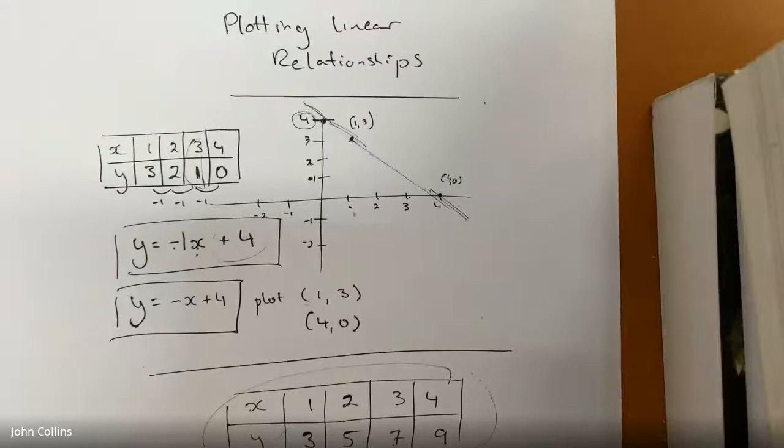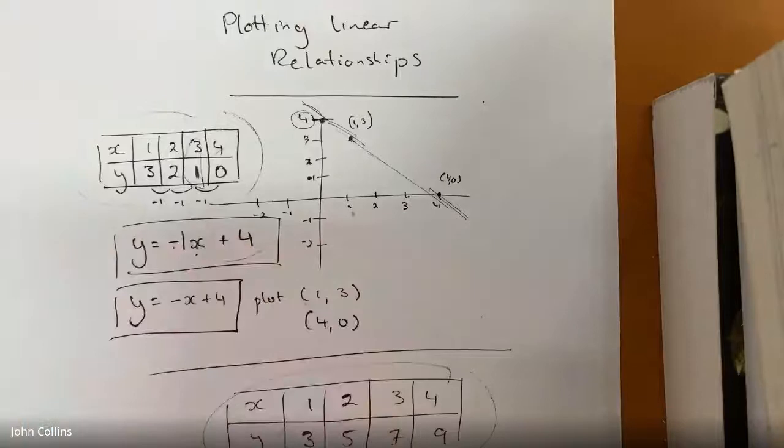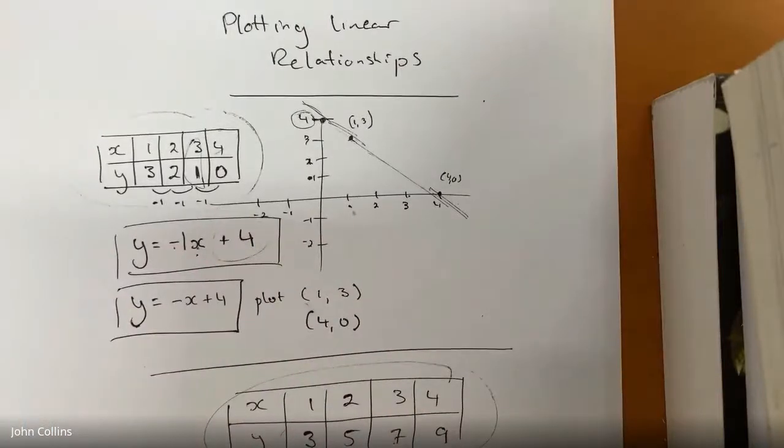Yesterday we looked a little bit at when we plot one of these tables of points, so a number of points in a row, sometimes they join together to form a straight line, and that line is called linear.